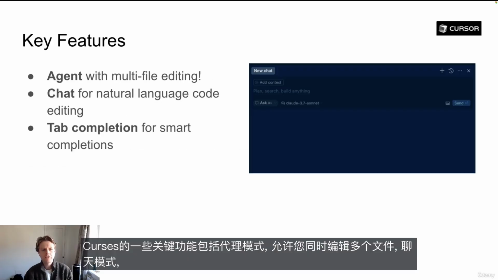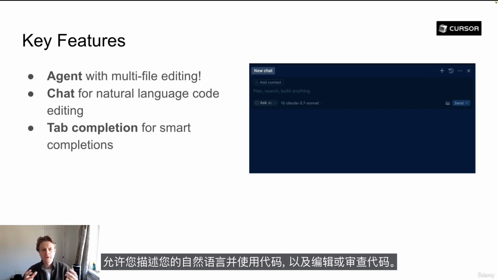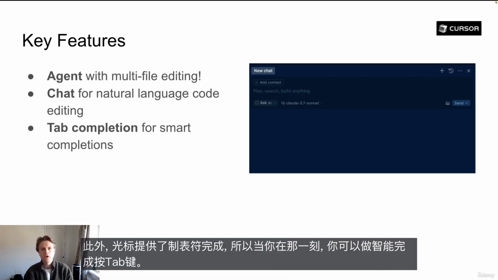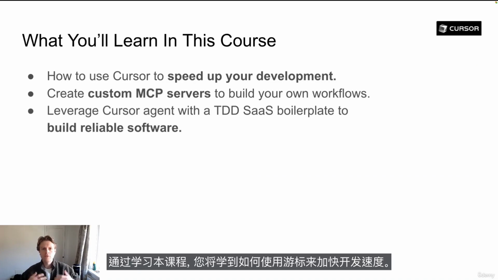Some of Cursor's key features include an agent mode, which allows you to edit multiple files simultaneously, a chat mode, which allows you to describe in natural language and work with code and editing or reviewing code. Also, Cursor provides tab completion, so as you're in the moment, you can do smart completions by hitting the tab key.